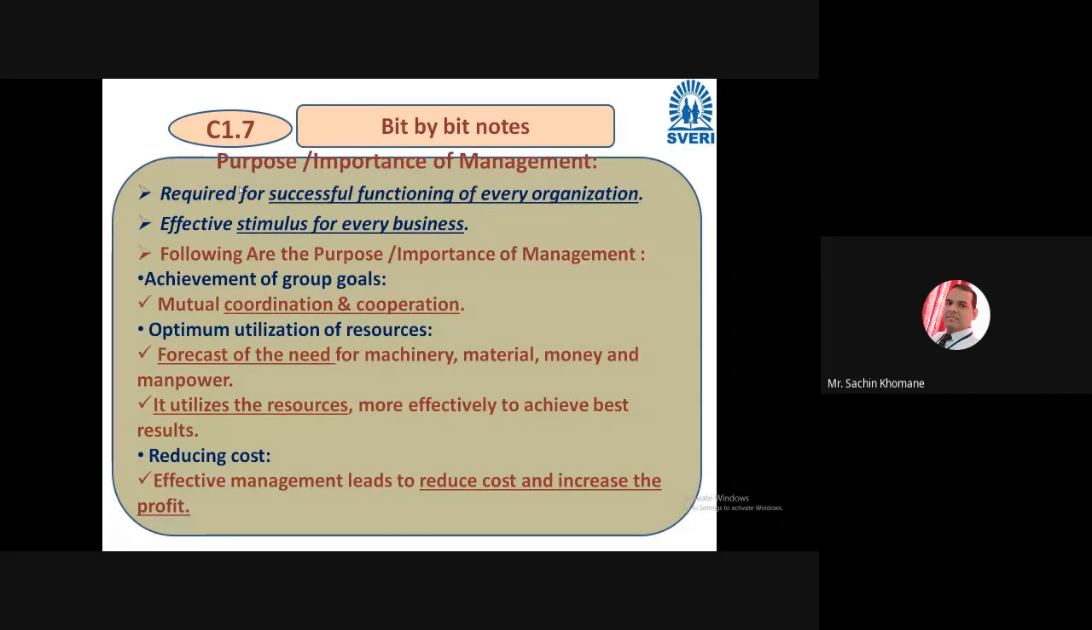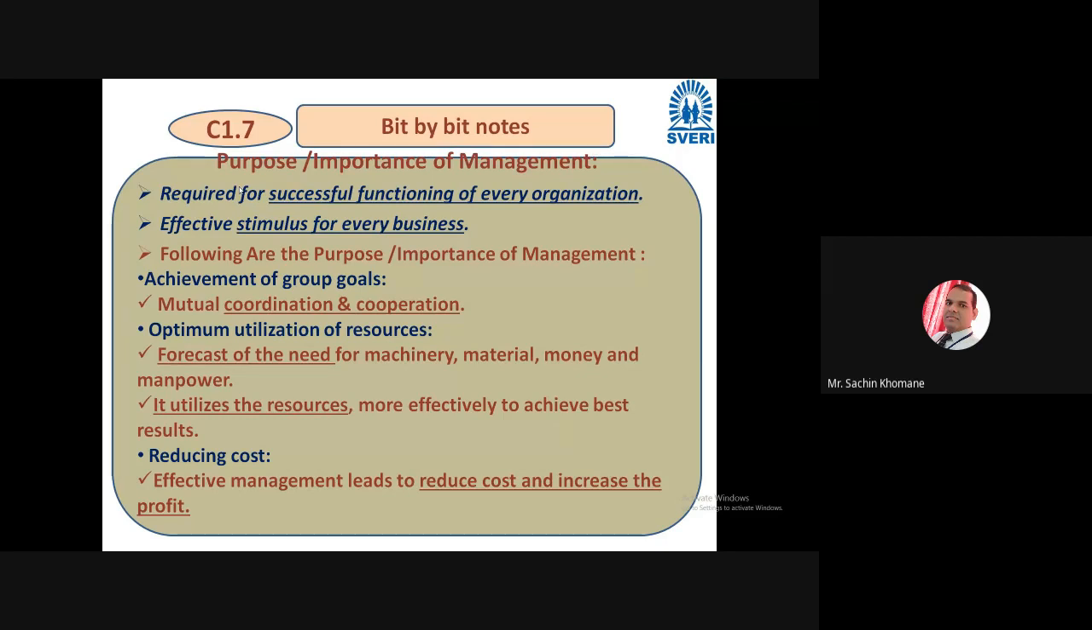Like that. So friends, for that purpose, management is important. Then the next one is optimum utilization of resources. If there is no proper management, you are not able to forecast the need for machineries, material, money, manpower, etc. If you don't have proper management, how will you forecast the need? Not possible. Suppose you need 10 machineries, but you have purchased 11 unnecessarily, because you don't have proper management. You don't know how many products you want to produce. You directly purchase in lump sum, 11 instead of 10.